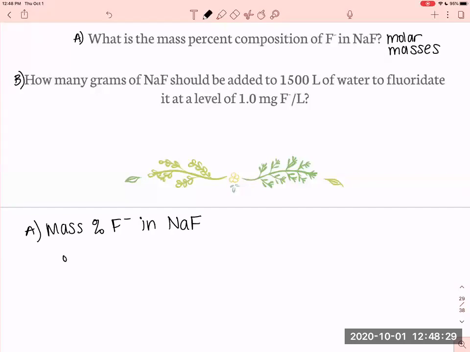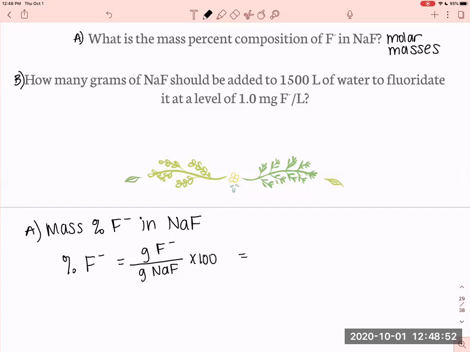So let's set up our formula. Mass percent of fluoride is going to be the grams, and I know I'm using grams because I say mass. So if I said volume percent, I'd use milliliters or something, but the grams of fluoride over the grams of sodium fluoride. How many fluorides are there? There's one fluoride, so I don't need to multiply it by anything. We're going to multiply it by 100 to get that percent.